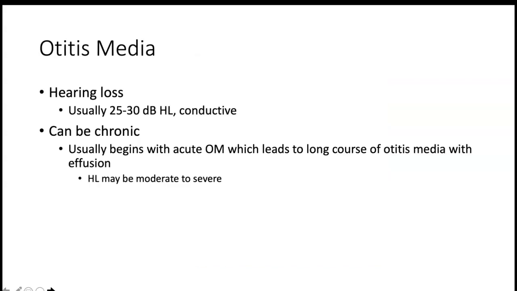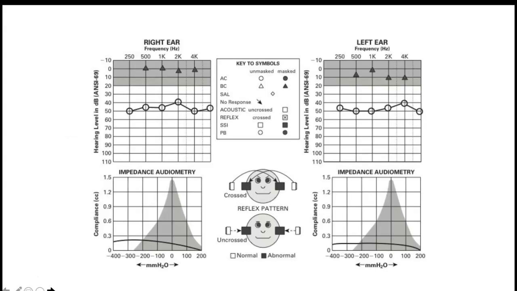So usually there's a 25, 30, 35 dB conductive hearing loss with otitis media. Usually acute otitis media occurs and then the fluid builds up. So here's an example of what we would see diagnostically, and this is from the text.